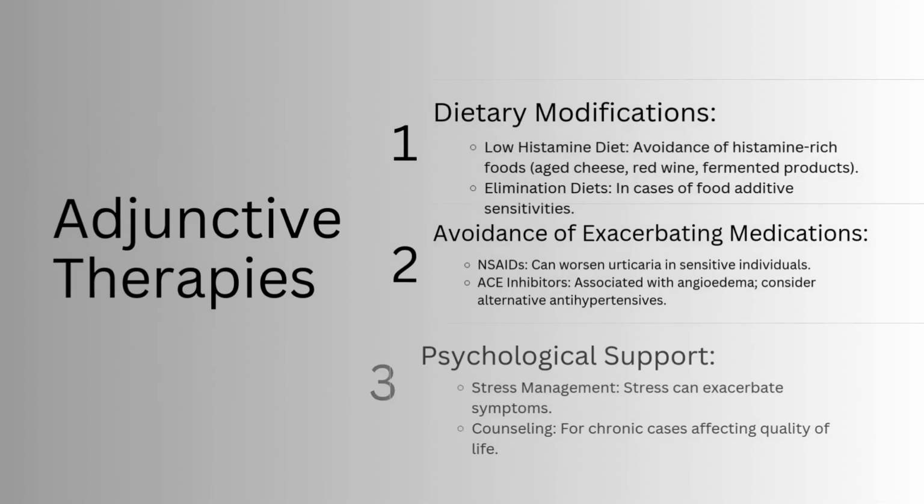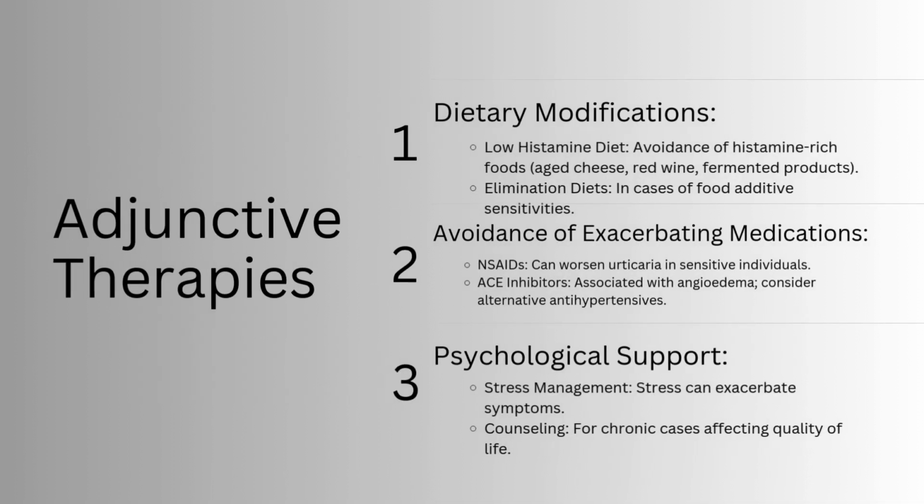Finally, let's discuss adjunct measures. Avoid triggering medications. NSAIDs and ACE inhibitors can exacerbate symptoms and should be avoided when possible. Dietary adjustments. A low histamine diet may benefit certain patients. Stress management. Psychological support and counseling can be invaluable for patients whose symptoms are exacerbated by stress.